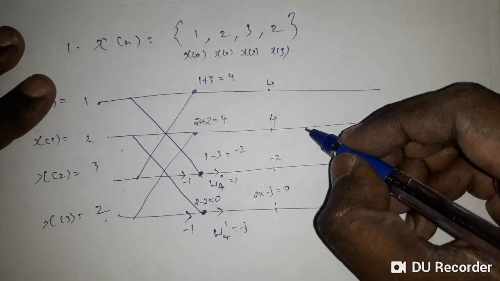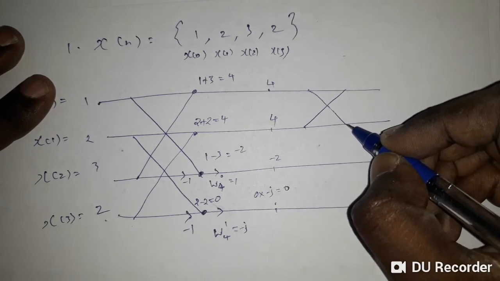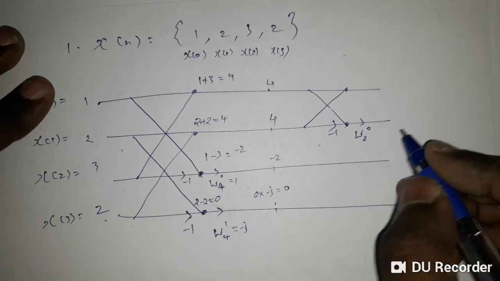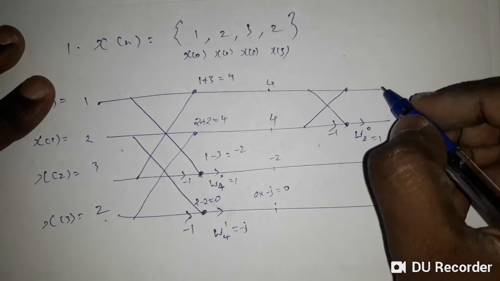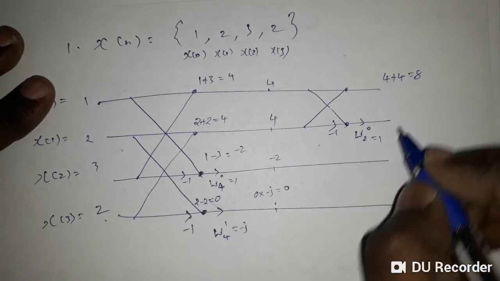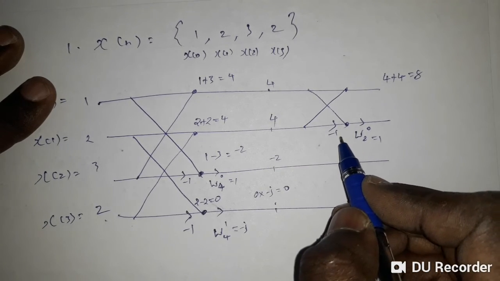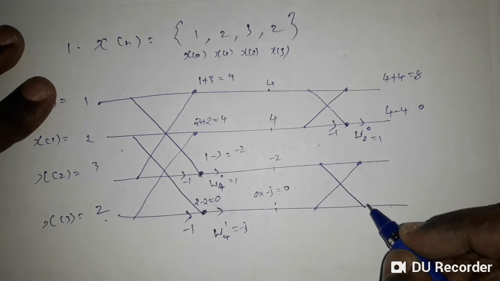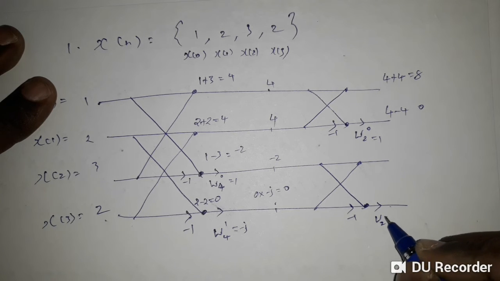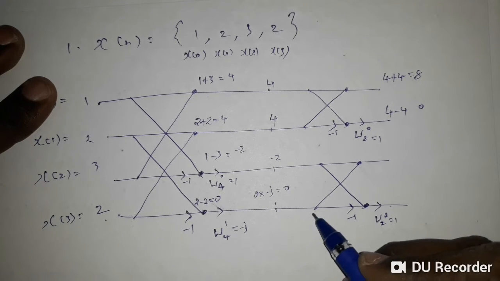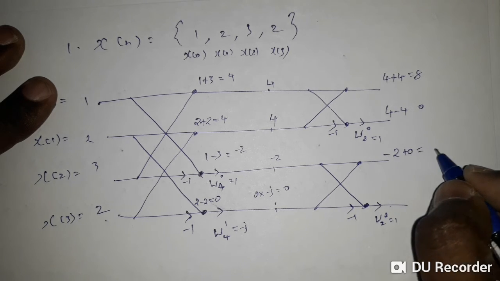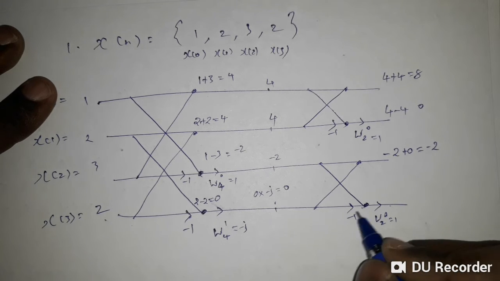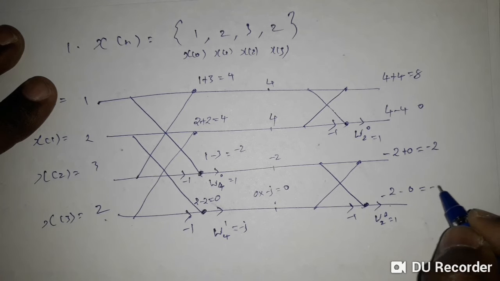Now we go for 2 point, right? So this is 1 2 point, minus 1, and the output is multiplied with w2 power 0. Since it is 2 point, w2 power 0. Okay, so 4 plus 4, 4 plus 4 equal to 8. And here 4 plus 4 into minus 1. So minus 4. So the answer is 0. Then the next 2 point. Minus 2 plus 0. So minus 2 plus 0 equal to minus 2. And the lower branch, the minus 2 comes as it is, minus 0. Okay, so the minus 2 minus 0. So it is minus 2.